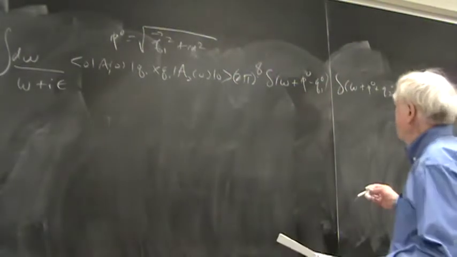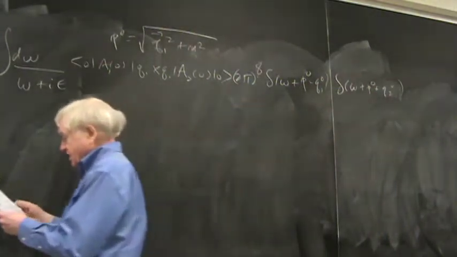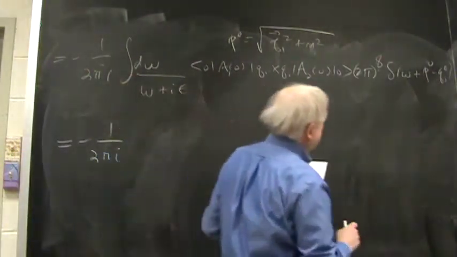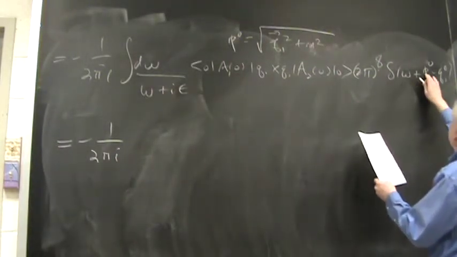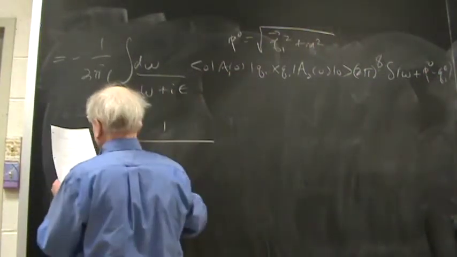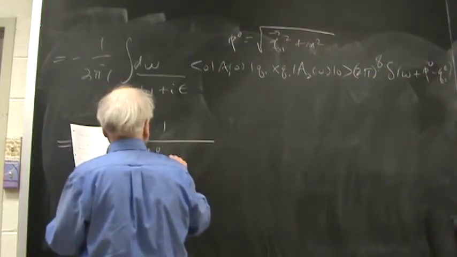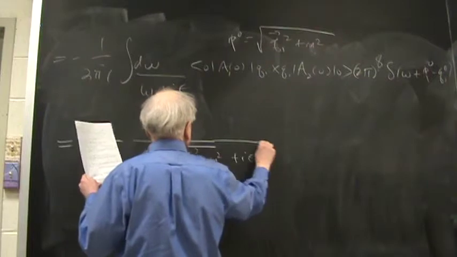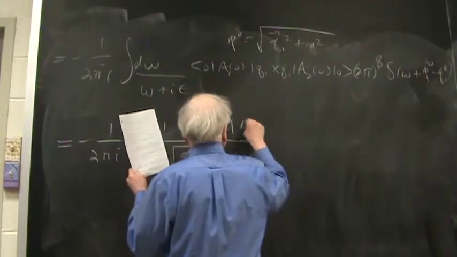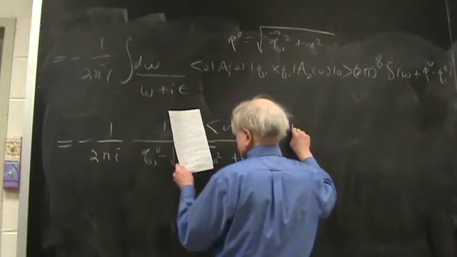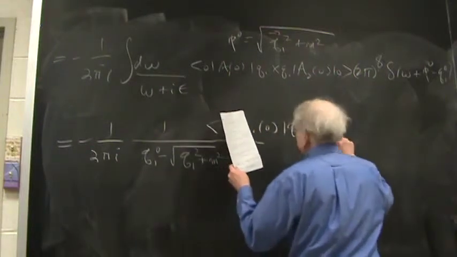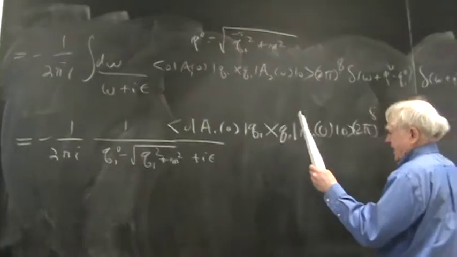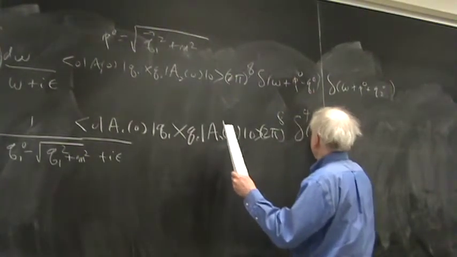So what we can do is to use one of these delta functions, and what we get is minus 1 over 2 pi i. This sets omega equal to, let us say, q10 minus p0. And so that means we have 1 over q10 minus p0, and p0 is the square root of q1 squared plus m squared, and then plus i epsilon. So this is what we have. And then we have the matrix element of a1 of 0, q1, a2 of 0, 0, over pi to the eighth. And now we just have delta 4 of q1 plus q2.